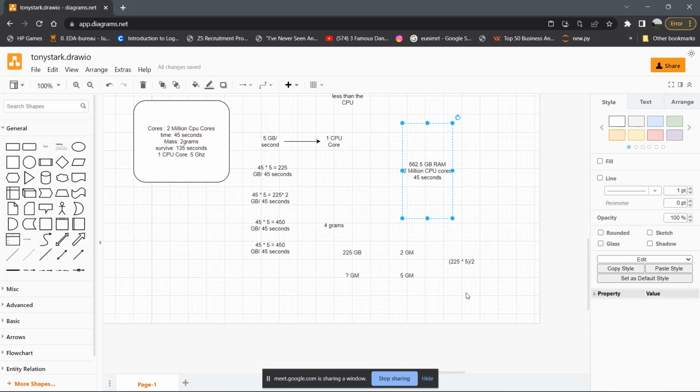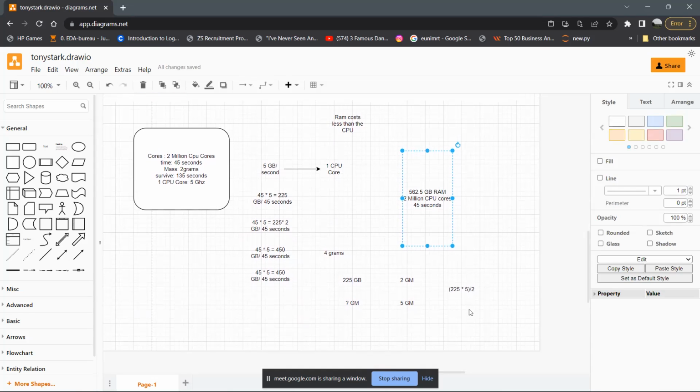So still, is this an optimized solution, or can we optimize it more? Yeah, exactly, following. I get the part of how we converted the 5 GB per second to 1 CPU, but I don't really follow how we got to that 560 gigabytes of RAM.